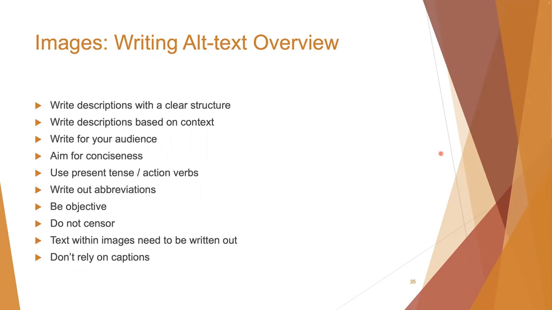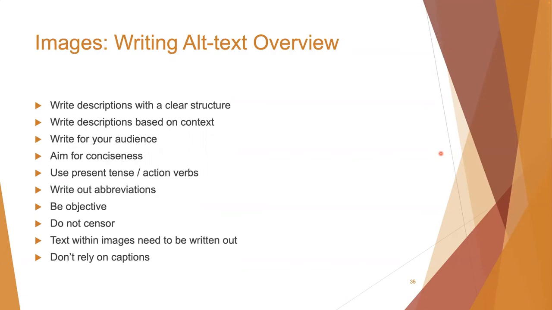Be objective. So only write what you see. Don't write your interpretation of what you see, because you want the reader to have their own interpretation. Do not censor. If you're ever in a situation where you can't describe an image because it offends you for some reason, I know in our workshops, we use an image of a Greek urn that has genitalia being shown. You need to describe that genitalia. If you're not comfortable, have another staff member do it.